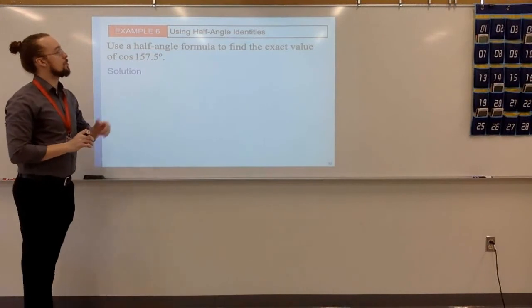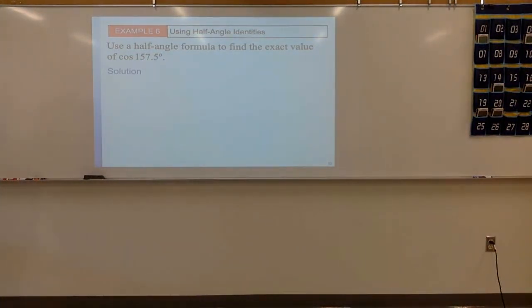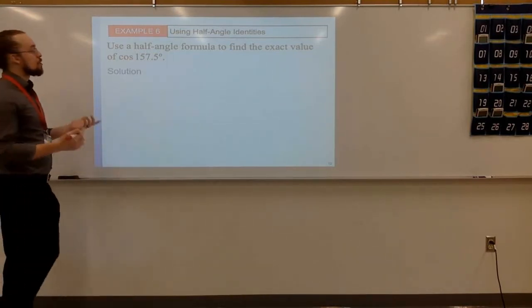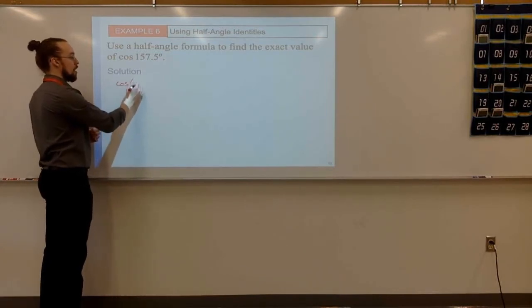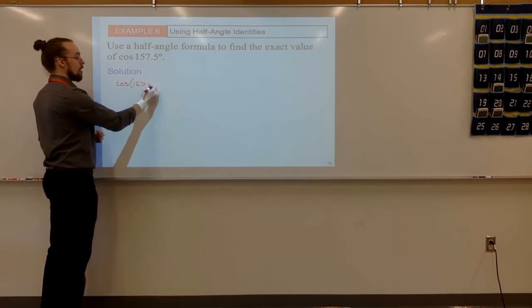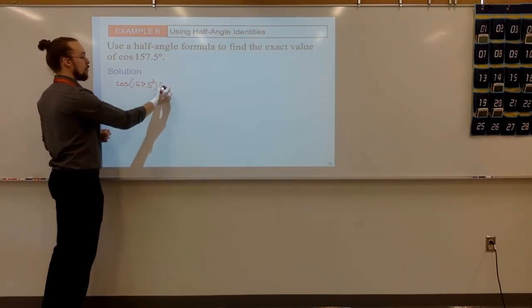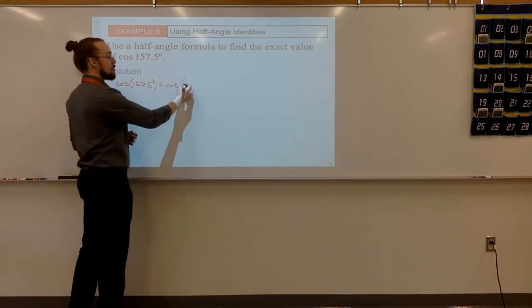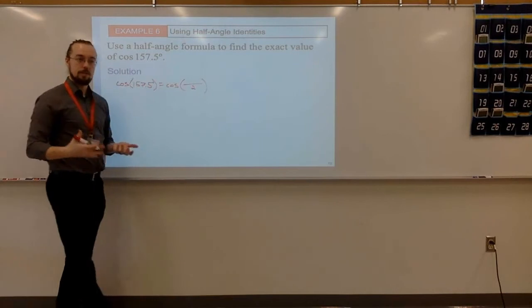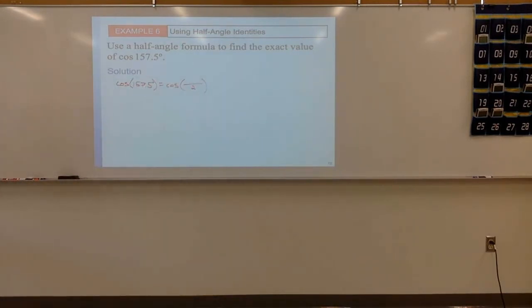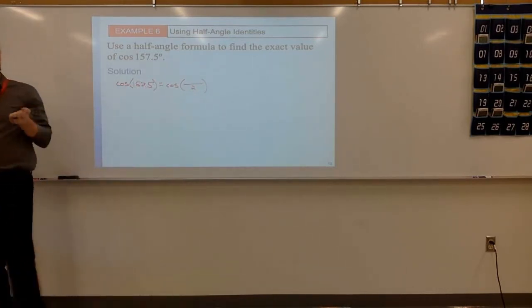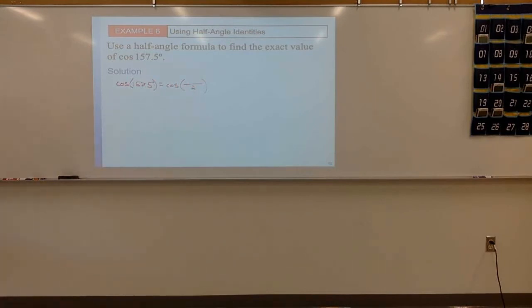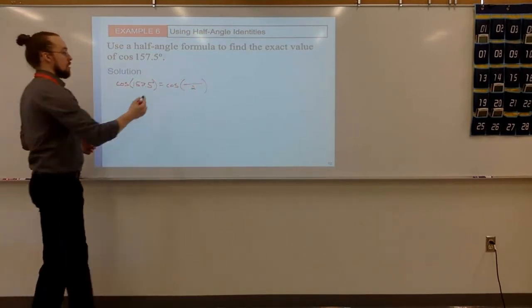So we can use a half angle formula to find the exact value of cosine of 157.5 degrees. Using our half angle formulas, we're thinking that cosine of 157.5 is the same as cosine of what over 2. To figure that out, we would just double this angle. If I double 157.5, I believe that gets me 315.